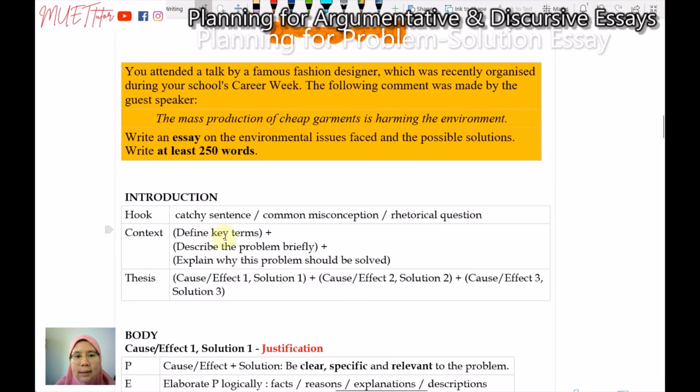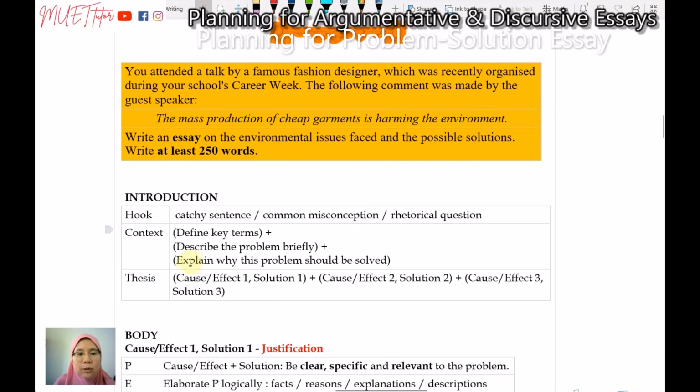1. You define the key terms mentioned in the question statement. You can also rephrase the terms or sentences so you can find or understand the problem better. But make sure the meanings are correct to the terms given in the question. And second, describe the problem briefly. Then third, you explain why this problem should be solved.